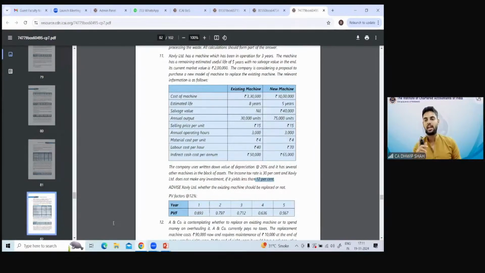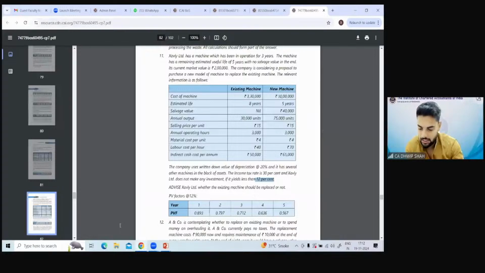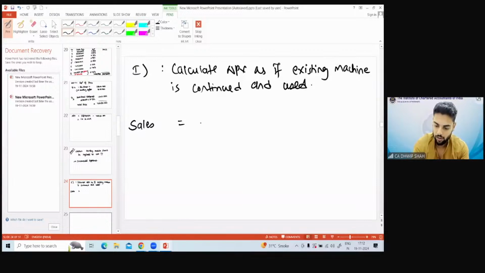We will calculate NPV of existing machine. Okay. So when I say to calculate NPV, we need to calculate PVCI. So for PVCI, I need to start it from sales. So sales is how much? Sales is 30,000 units multiplied by 15 per unit, which comes to 450.